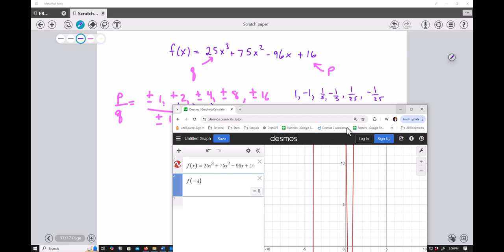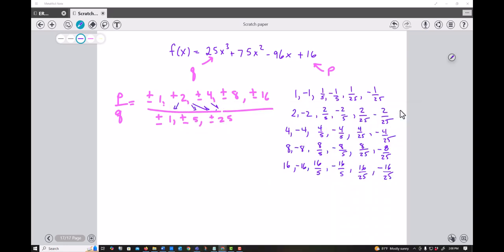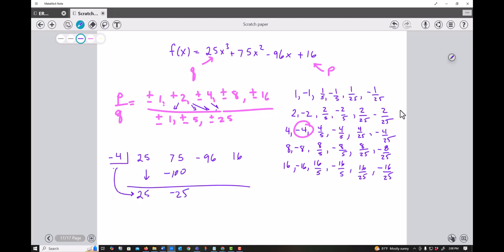So I am going to use my negative 4 in my synthetic division, which says the remainder is 0. I'm going to have negative 4, and then my 25, 75, negative 96, and 16, just copying these numbers up here. So I bring this 25 down, I multiply and get negative 100. That gives me negative 25. I multiply these, I get a positive 100. That gives me 4, multiply by negative 4 gives negative 16, and that gives me 0.